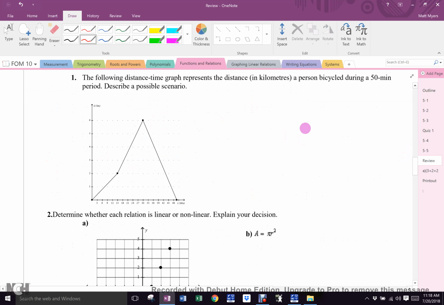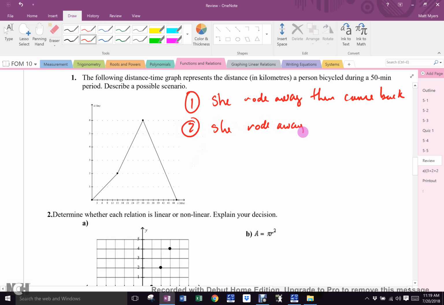Describe a scenario. Again, you can get lots of marks here, right? That 4-point scale. For 1, she rode away, then came back. 1 mark, right? You understand a distance-time graph. She went away, she came back. That will get you 1 on the 1 to 4 scale. 2, you want a 2. She rode away, sped up, went home, came back. Where's the speed up? Right there, right?